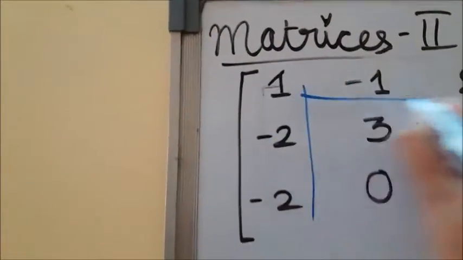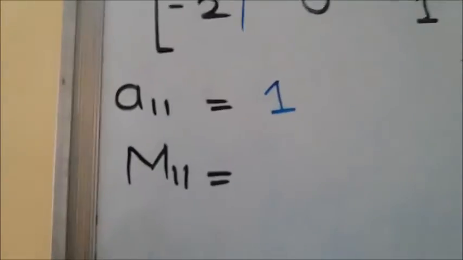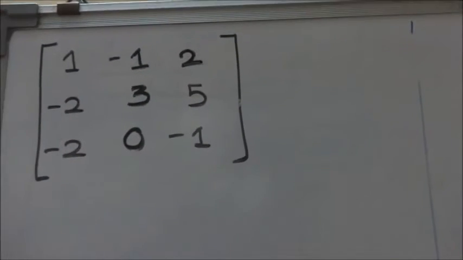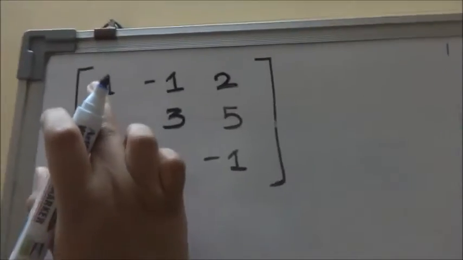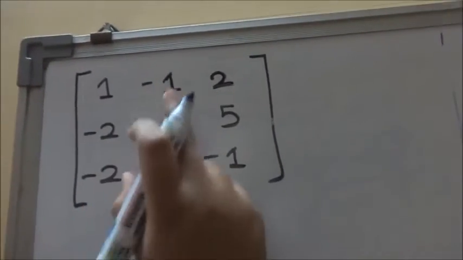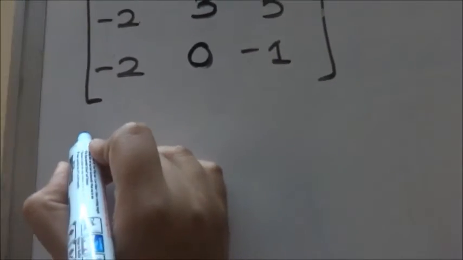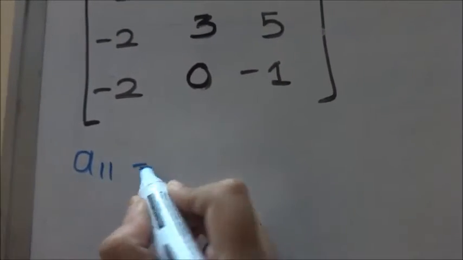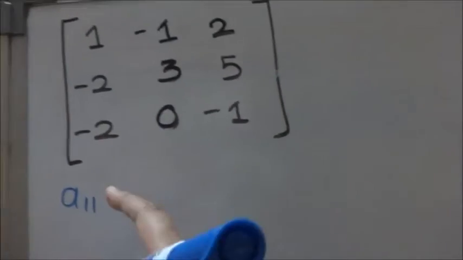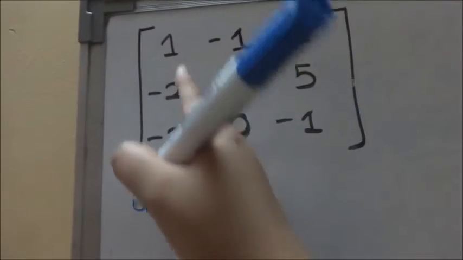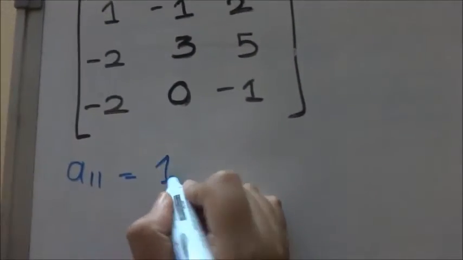A11 is nothing but the first digit, so 1, first row first column, the digit which is standing at this place, so I write it down here. M11, how we have to calculate. Since it is not a 2 by 2 matrix, here is my basic 3 by 3 matrix. I am going to solve it by cofactor method. So here are my 3 rows and 3 columns. First I will write A11, which is the digit lying on the intersection of first row and first column. As you can see, it is this one, so I will write it down here.